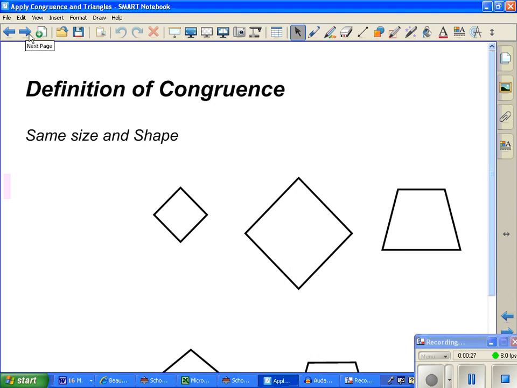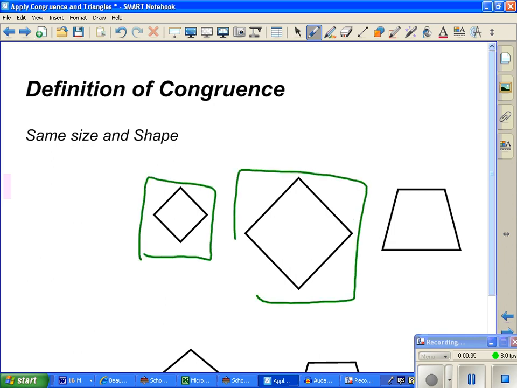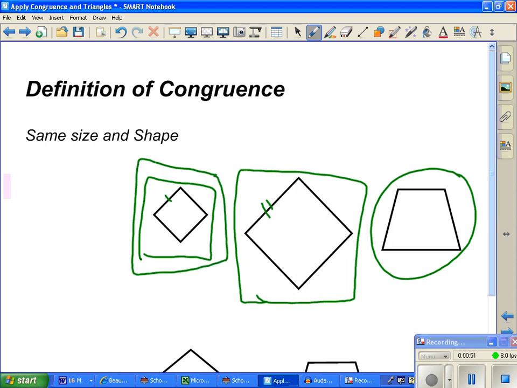Okay, definition of congruence, exactly the same size and exactly the same shape. Now we got a problem here because they're the same shape but they're not the same size, so it's not congruent. All the sides have to be the same length, and obviously these are not, even though it's the same shape. They're similar, but they're not the same size. And obviously this one's not congruent to this one because they're not even the same shape. Same shape, same size.